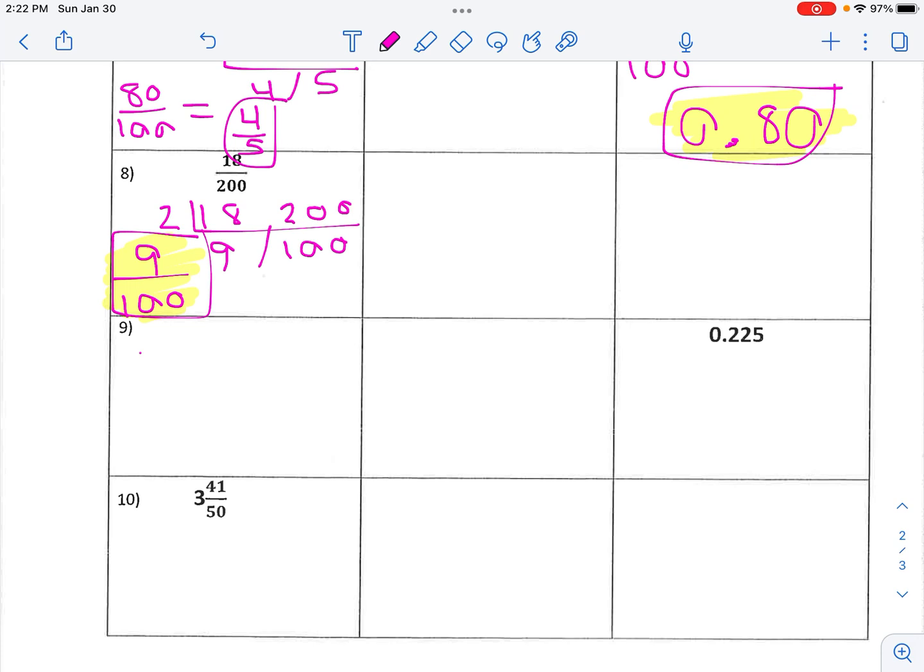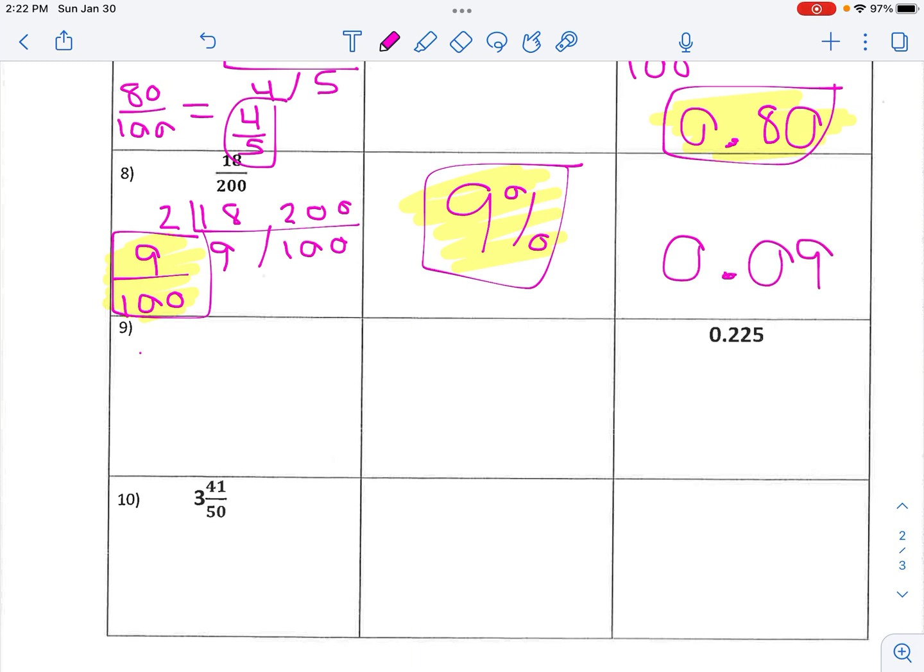Middle column is my percent. So 9/100 equals 9%. Last column is your decimal. 9/100 is written as 0.09.